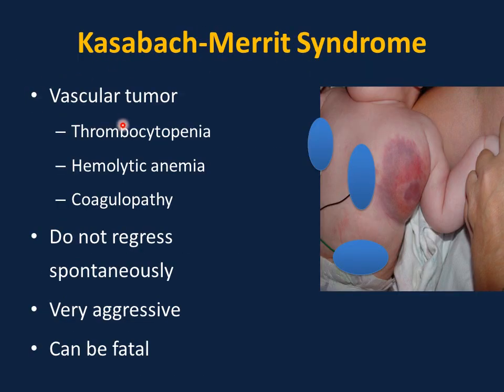Kasabach-Merritt syndrome is a vascular tumor that can be associated with thrombocytopenia, hemolytic anemia, and coagulopathy, as opposed to the infantile hemangioma, which regresses over time in the first few years. This tumor does not regress spontaneously, especially the Kaposiform hemangioendothelioma.